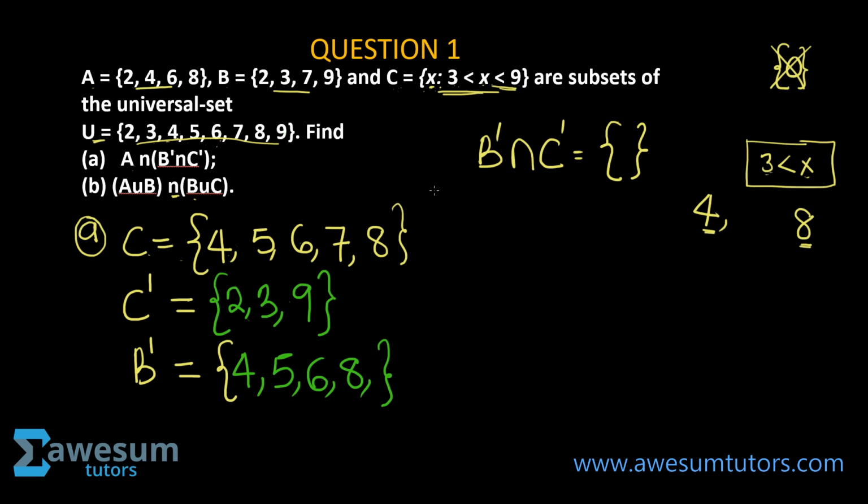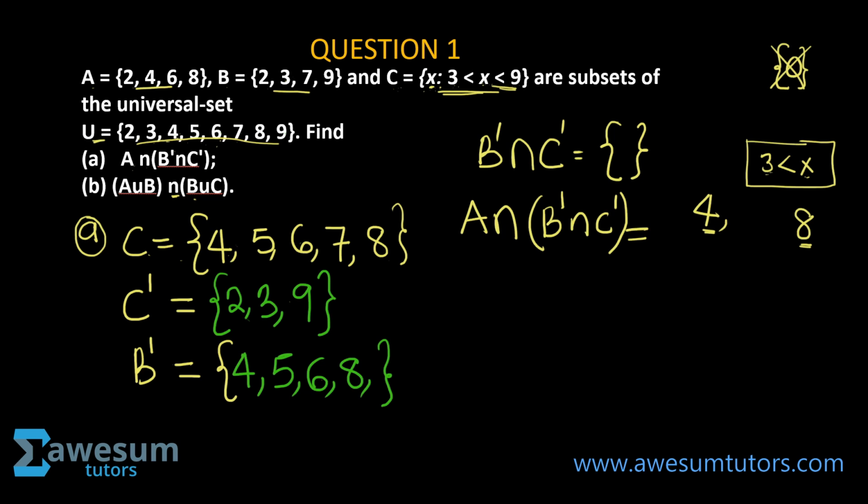So the A part then says A intersection, B complement intersection C complement. So what will that give us finally? So remember we said intersection is what you have in common, right? So now we've done B complement intersection C complement, which is an empty set. So now what is A? This is A. 2, 4, 6, 8. Now what does 2, 4, 6, 8 have in common with an empty set?